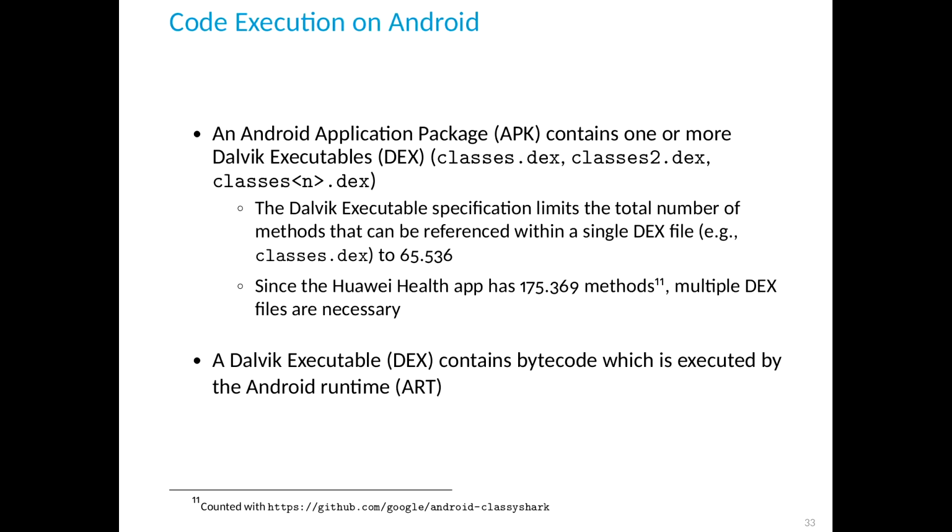And the Dalvik executable specification limits the total number of methods that can be referenced to about 65,000 methods. The Huawei Health app has over 170,000 methods, so multiple dex files are necessary. So you see, the Huawei Health app is a huge app. It has a lot of lines of code, so with reverse engineering you can spend a lot of time. And the Dalvik executable contains bytecode, which is executed by the Android runtime.